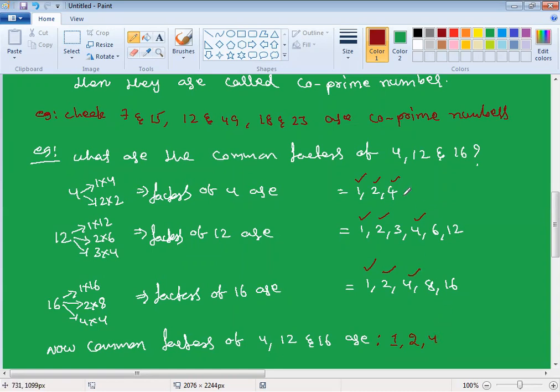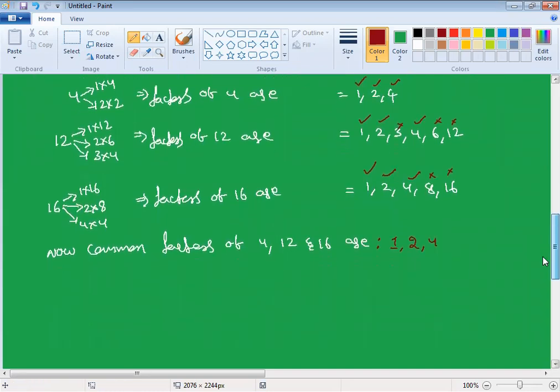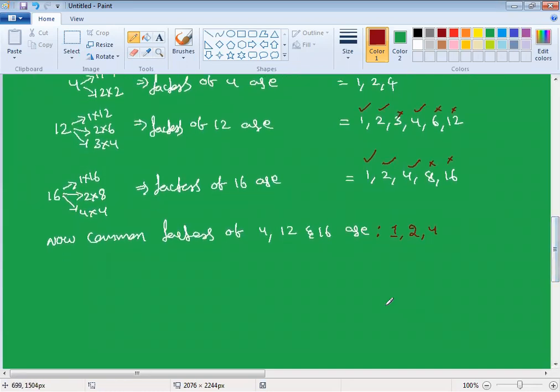There is nothing in 4 again except 3 factors. That's why we can't take any more numbers. Why? Because we are finding common factors for 3 numbers, and 4 has already run out. There is no 3 in all 3 numbers, no 6, no 12, no 8, no 16. So the common factors for the numbers 4, 12, 16 are 1, 2, 4. Okay, this is about common factors for 3 numbers.